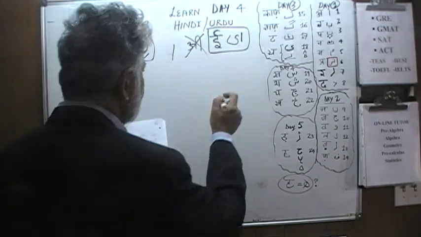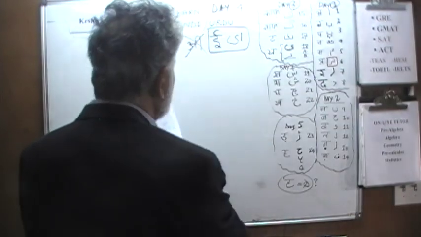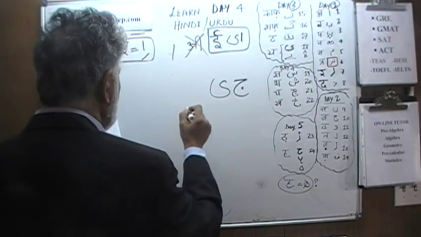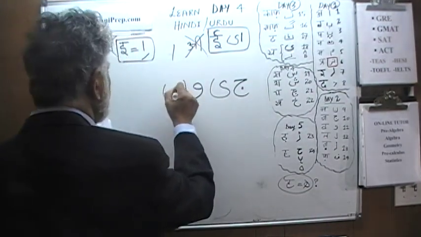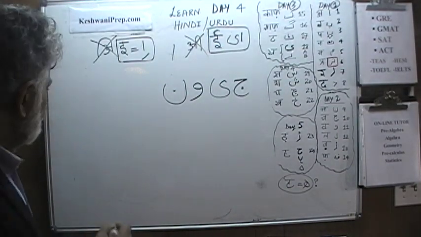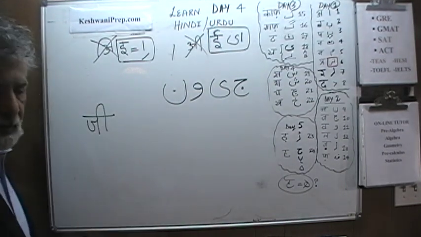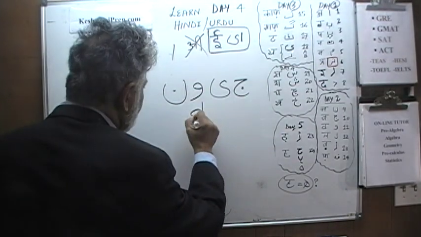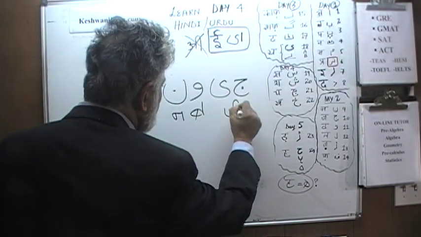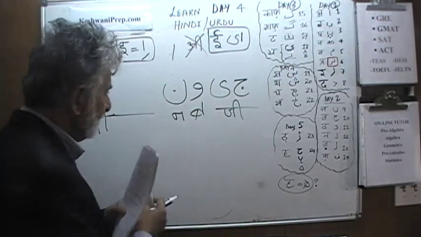Let's look at this one. Let me first write each letter separately. Jim, this is called Jim. Choti ye, wow, and noon. So right away we know that because it takes a choti ye, this is going to take a badi ki matra. So let's write the J, and then badi ki matra. That's a wow, that's a W. So that's just W, and this is N, and this is G. All we have to do is write them in the other order. This is not a word.